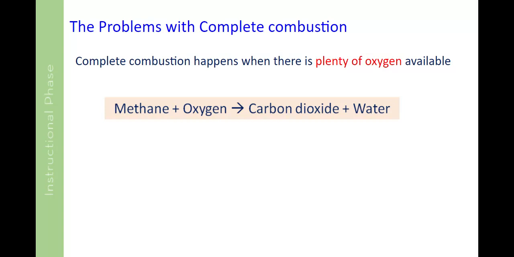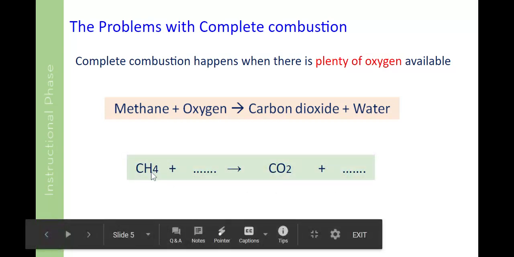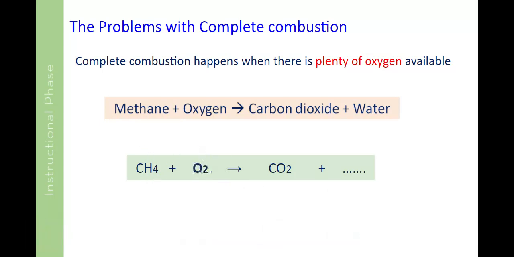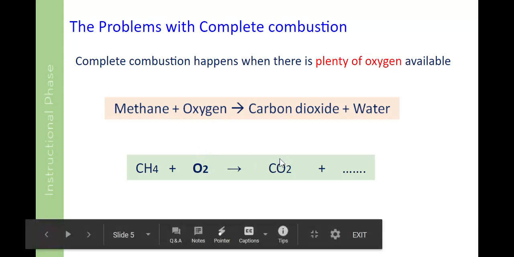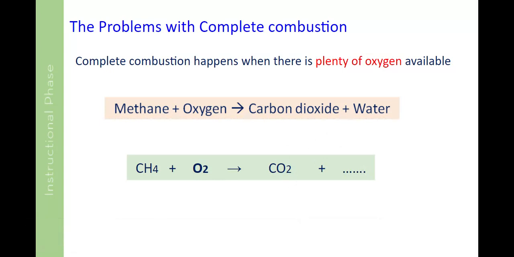We know that this can be represented with a simple equation as well. Can you complete that? So we've got CH4 for methane. What's oxygen gas? O2 makes carbon dioxide and water. What's the chemical symbol for water? Good. But what's the problem with those products? Do we have any issues with water? No. So it must be the carbon dioxide gas.